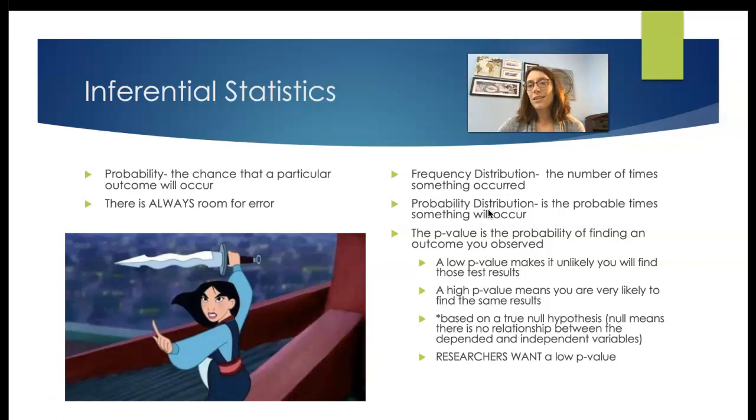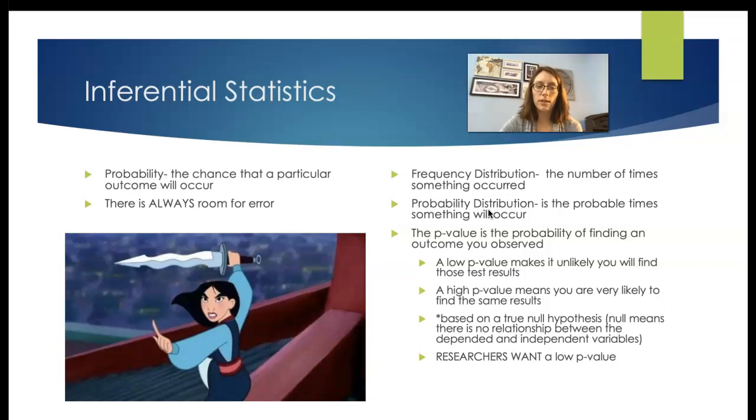Null basically means the thing that you're trying to prove is absolutely false. Okay, we want to reject the null, meaning whatever we said we're trying to prove is true actually is true and not false. Okay, researchers want a low p-value because it makes them more likely to reject the null.